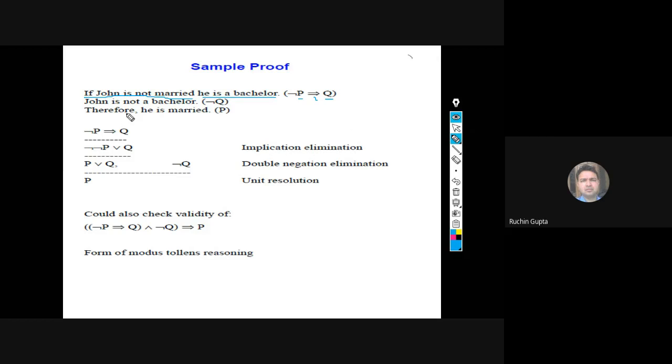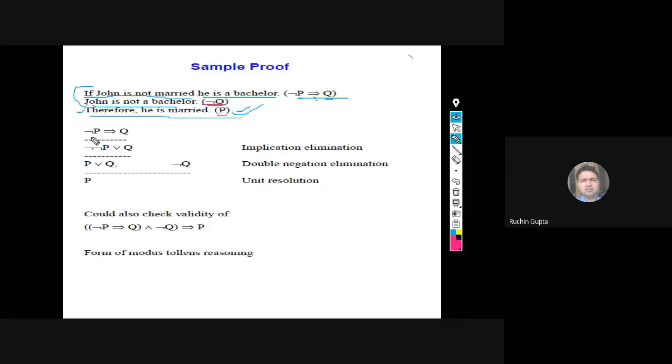Then I have another statement, given that John is not a bachelor. It means I can represent it as negation of Q, right? And therefore I need to prove that John is married. So I need to prove this statement using the two statements. I have represented it using propositional logic: negation of P implies Q, negation of Q, and P.